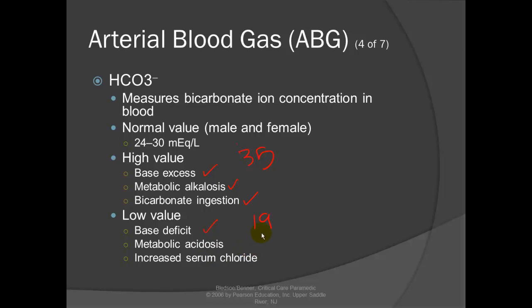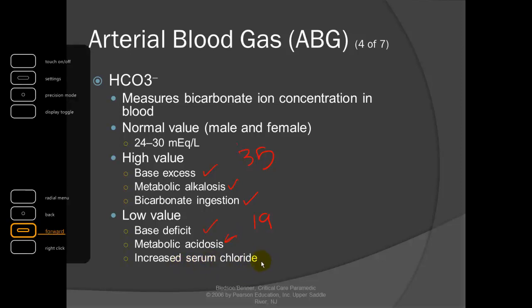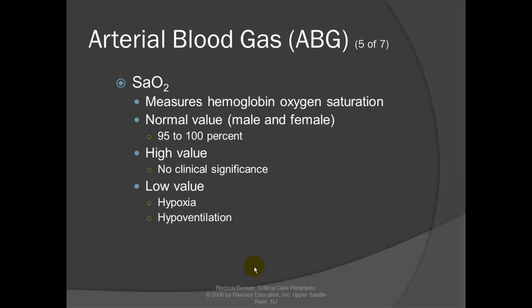Your body's third-party acids have utilized as much bicarbonate as they can, which should be suggestive of metabolic acidosis. Or increased serum chloride levels could also lower the value. O2 sats measures hemoglobin oxygen saturation. Normal value should be 95 to 100%. High value has no clinical significance. Low values mean hypoxia or hypoventilation.